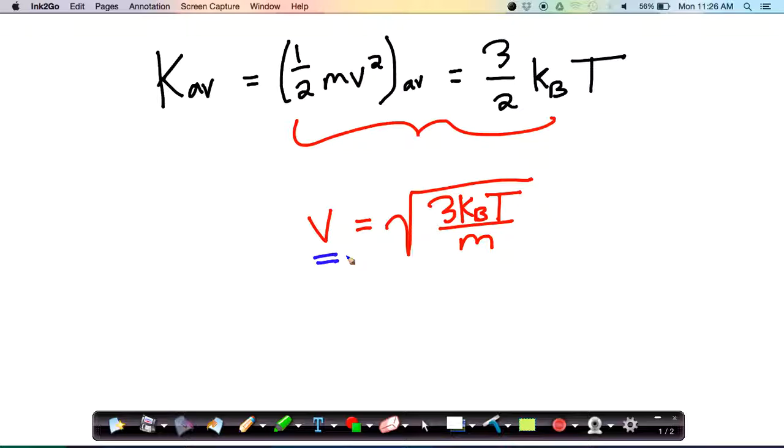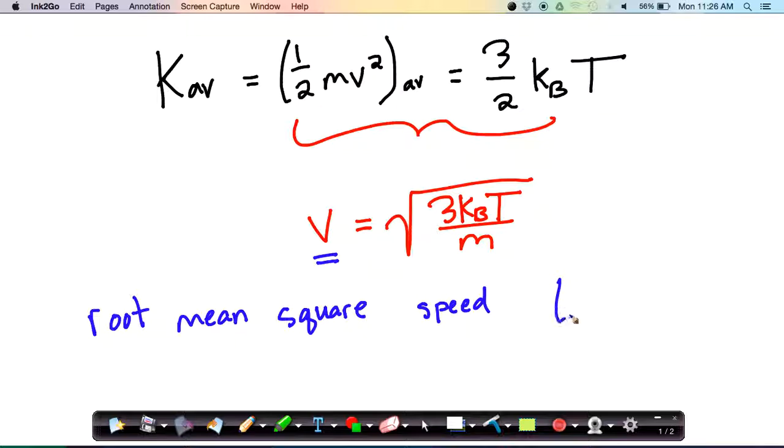This is not average velocity. When you calculate this value v, taking the square root of 3 times the Boltzmann constant times the Kelvin temperature divided by mass, you are not calculating average velocity. What you are calculating here is what is referred to as root mean square velocity, or root mean square speed. We're going to use the term speed here for our discussion today. Root mean square speed is sometimes just referred to as RMS speed.